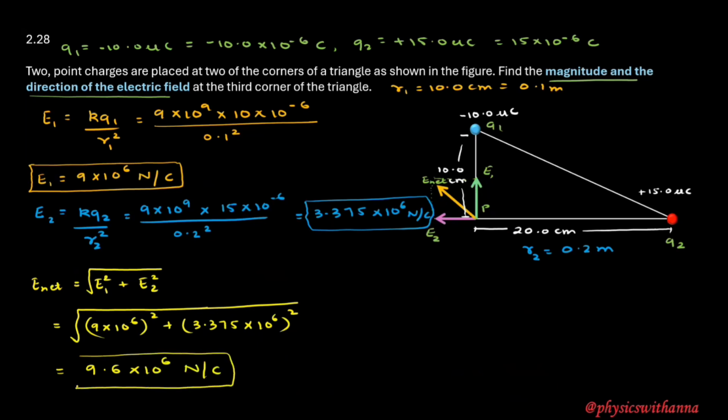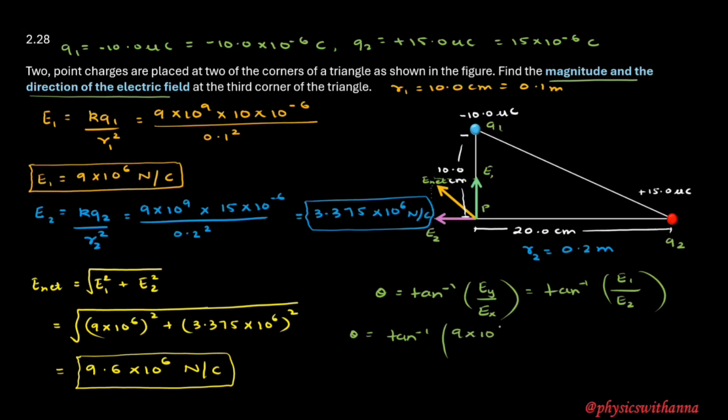This is just the magnitude of the field. Now we need to find its direction. Direction we find using tan inverse. So theta will be tan inverse of the y component over the x component. Here the y component is the component that goes along the y-axis, which is E1. X component is E2. So we get theta equal to tan inverse of E1, which is 9 times 10 to the power 6, over E2, which is 3.375 times 10 to the power 6. That gives me the angle. Make sure you're using your calculator in degree mode while calculating this angle. This will become 69.4 degrees.